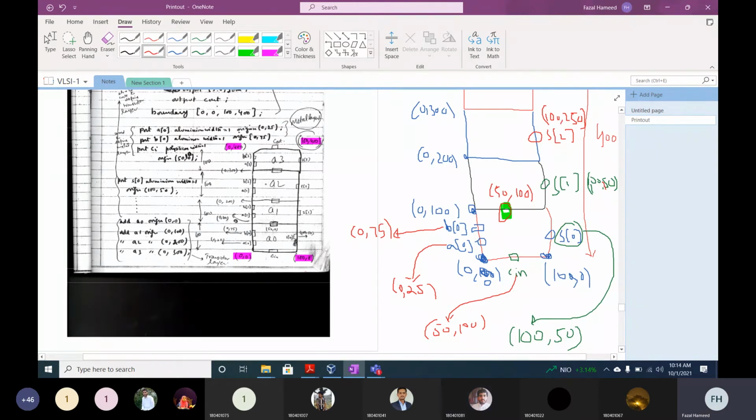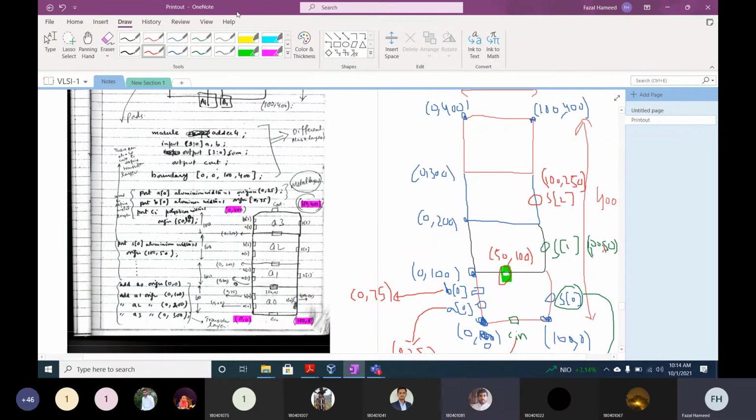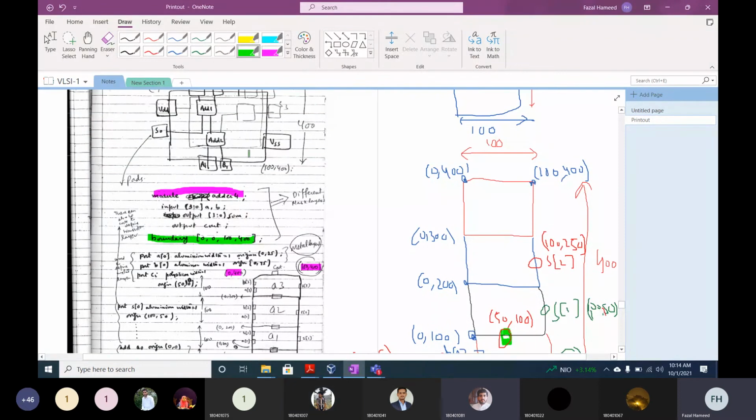So actually, if you look at the code here, now I'm just explaining the code. We are not going into much detail, but this module adder 4, the input is A3 to A0, output is sum, output is also C out. Now if you look at the chip boundary, what is the boundary of the chip? 0, 0, 100, 0, 100, 400. So the boundary parameter will look like this.